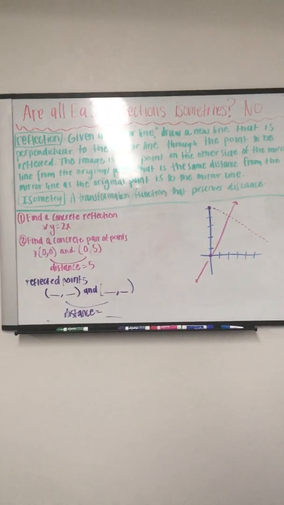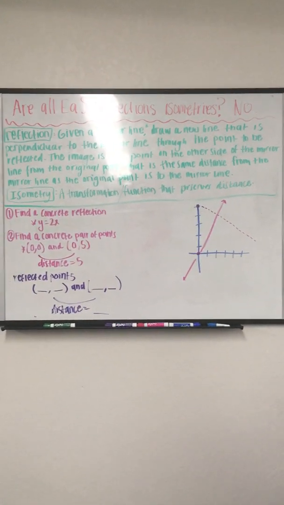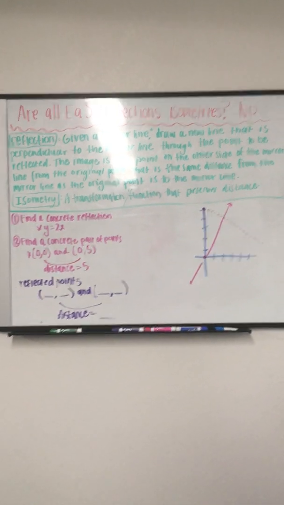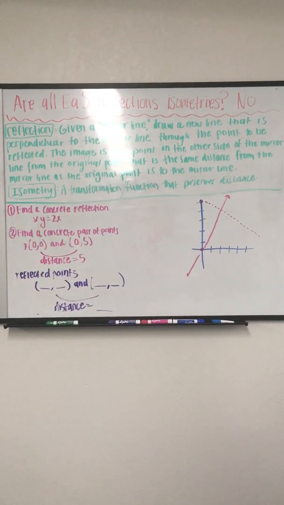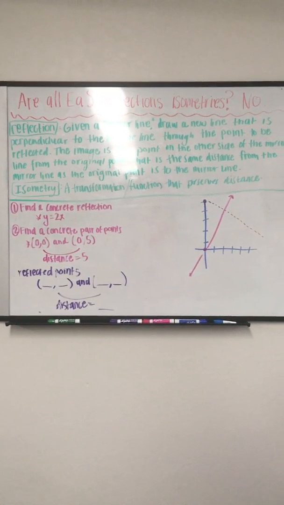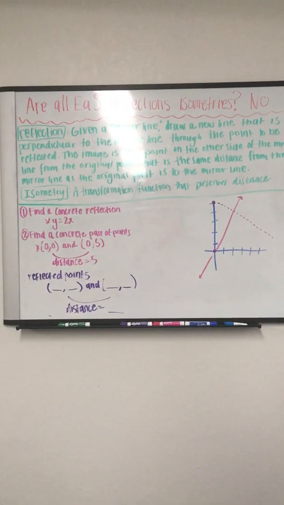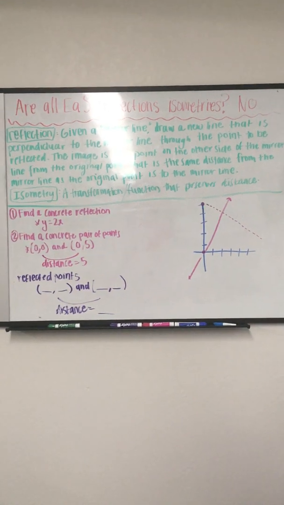All right, today's question is, are all Etch-a-Sketch reflections isometries? And I'm here to prove that the answer to that question is no. So first, it's important to read some definitions. Again, sorry for the glare, but I'll be reading through them, so that glare really doesn't matter.